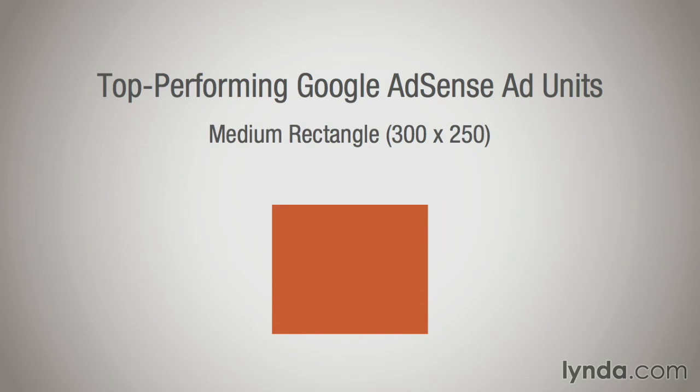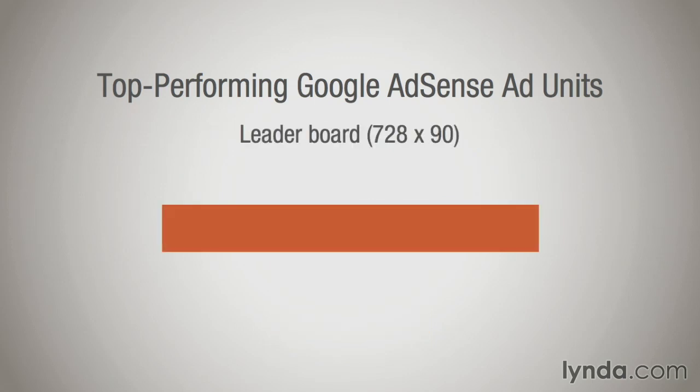The third ad unit recommended by Google is the 728 by 90 leaderboard, which works great at the top or bottom of a web page. Keep in mind that users are more likely to see and click on ads that are at the top of a page than those that are at the bottom of a page.